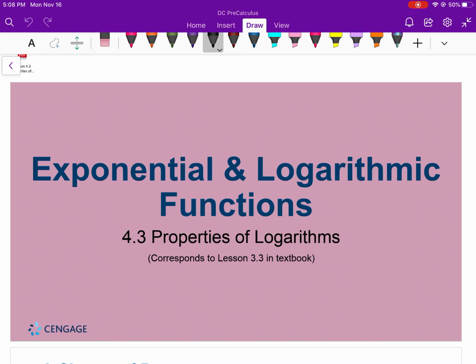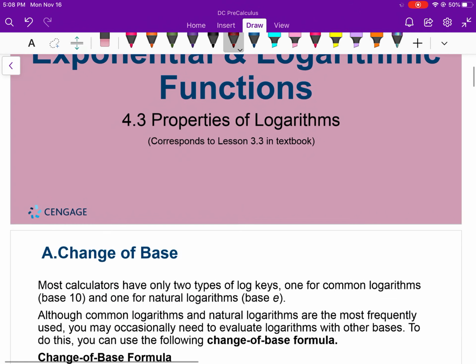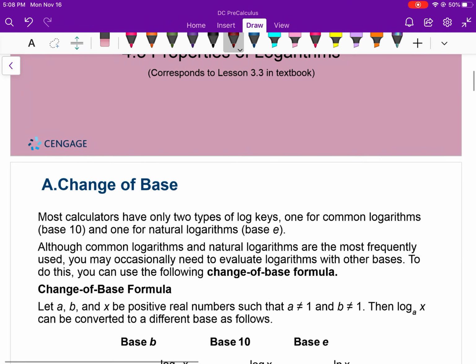Okay, this next video is going to get you started on lesson 4.3. It's properties of logarithms. And the first thing we're going to do is change of base.